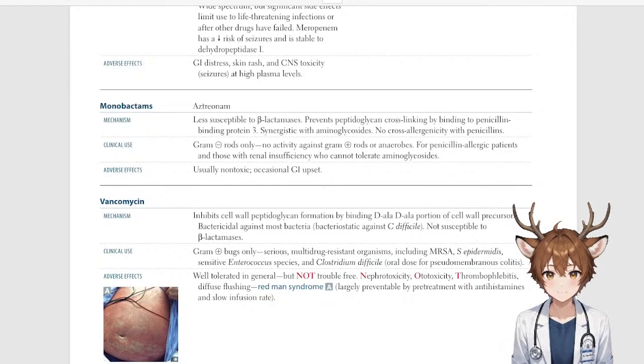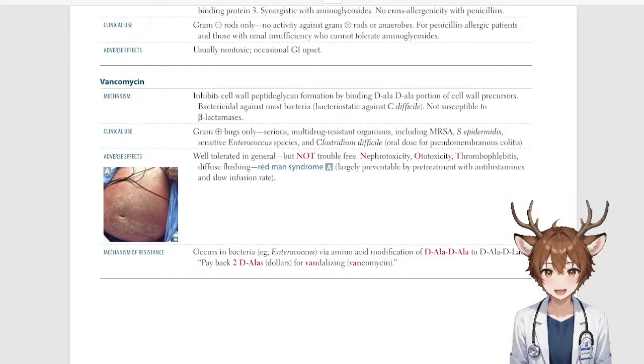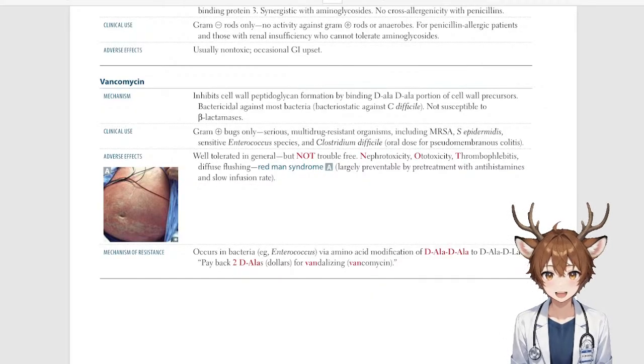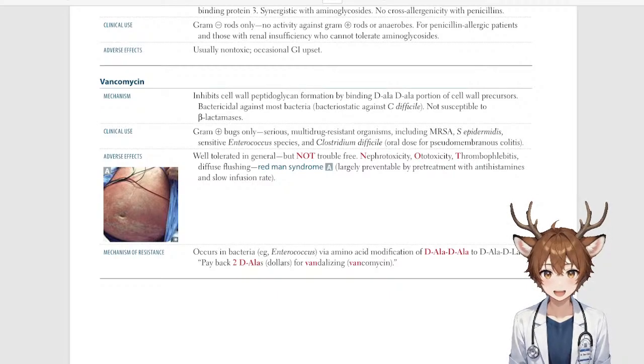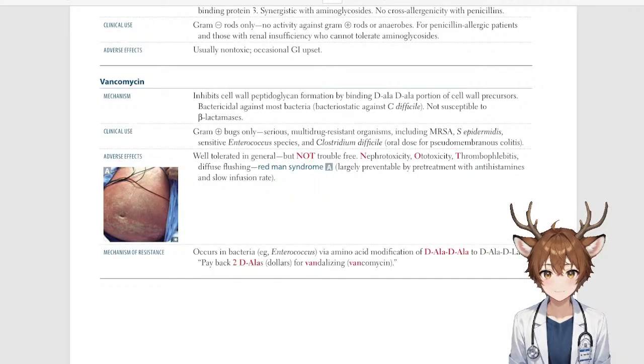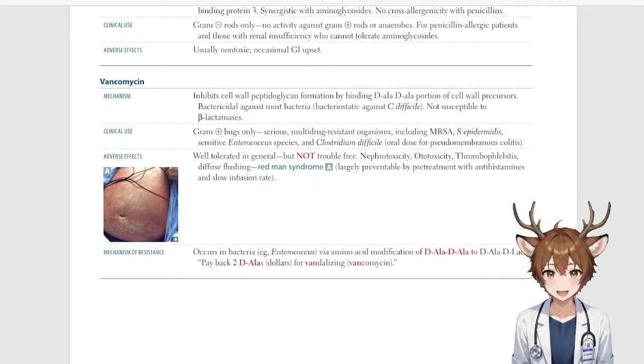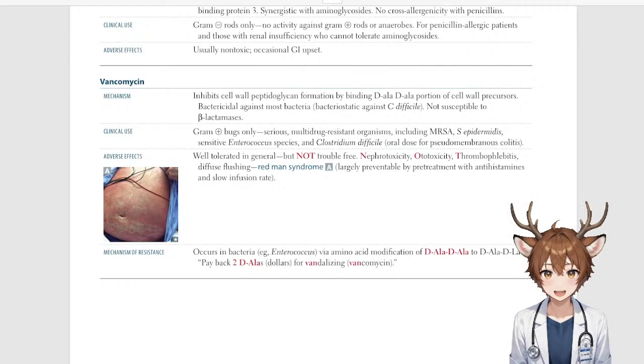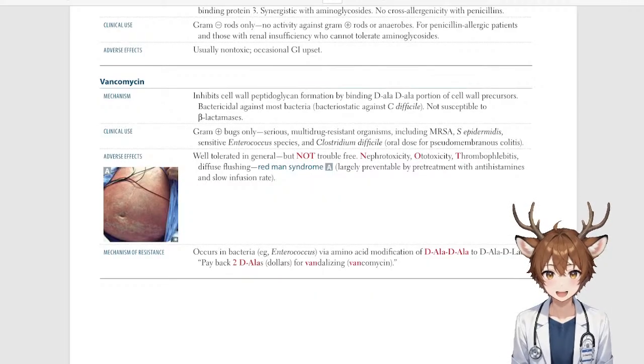What about vancomycin? The mechanism: inhibits cell wall peptidoglycan formation by binding to the D-ala portion of the cell wall precursors, bactericidal against most bacteria, bacteriostatic against C. difficile, not susceptible to beta-lactamases. Clinical use: gram-positive bugs only, for serious multi-drug-resistant organisms including MRSA, Staph epidermidis, sensitive Enterococcus species, and C. difficile by the oral route.